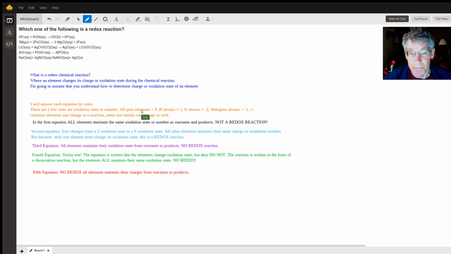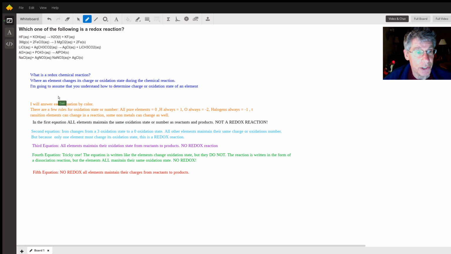But I did put a few rules down here that are just general rules that will help a lot. Like, all pure elements have an oxidation state or a charge of 0. H always is +1. O is always going to be -2. The halogens will always be -1. The transition elements can change in reaction. Some nonmetals can change as well.